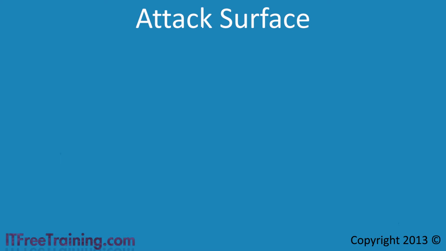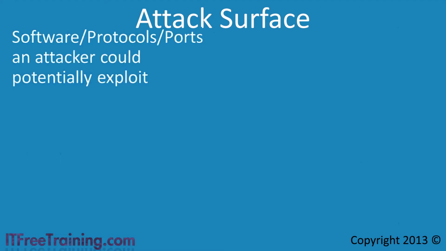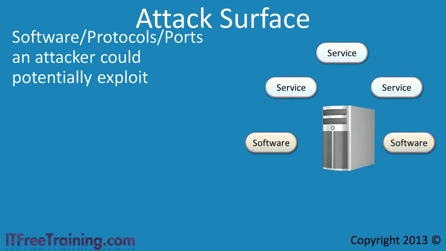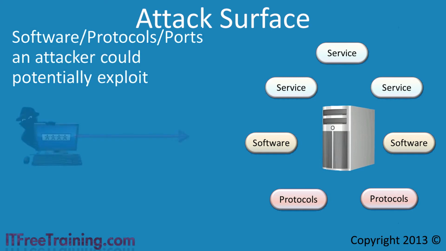The attack surface is software, protocols, and ports that an attacker could potentially exploit in order to gain control of your server. If you take a typical server, the server has services, software, and protocols that make it work. Depending on what you require the server to do, there is potentially extra software, protocols, and ports that are not required and could be used to compromise your server by an attacker.